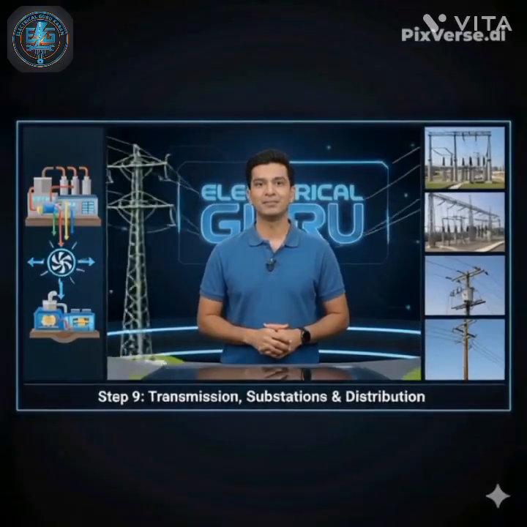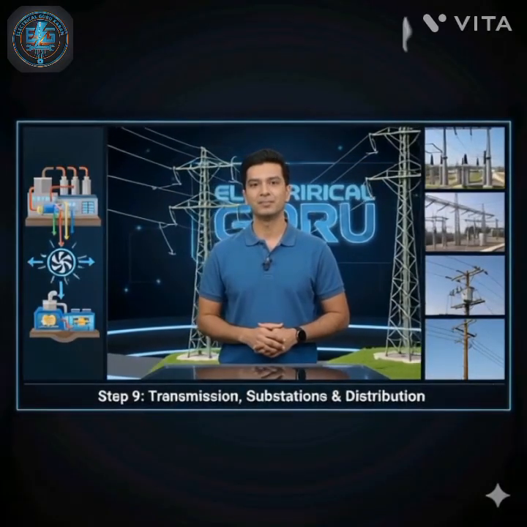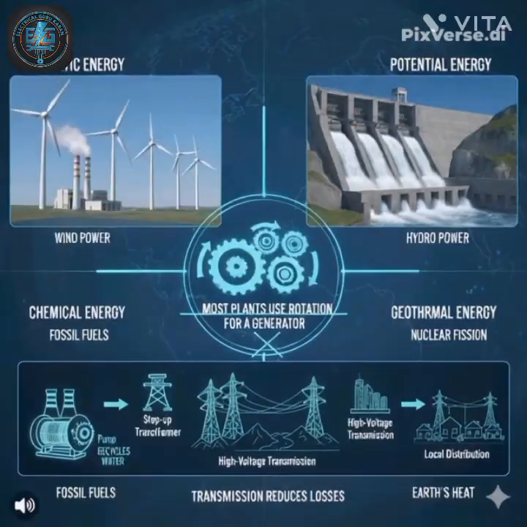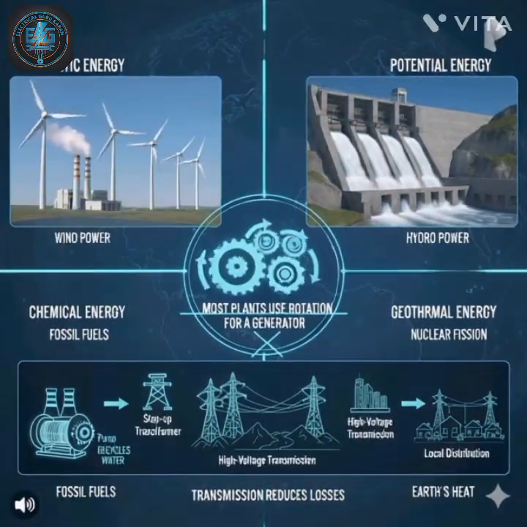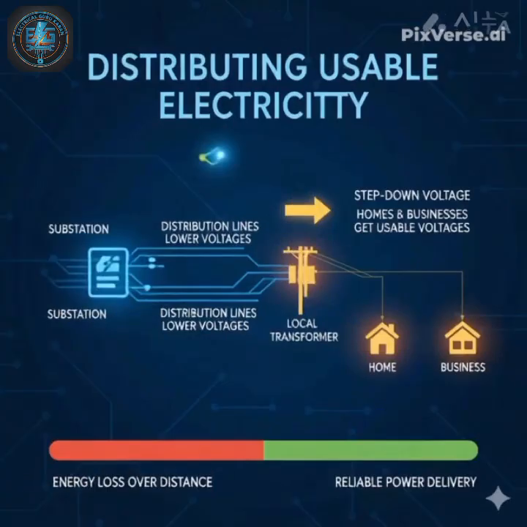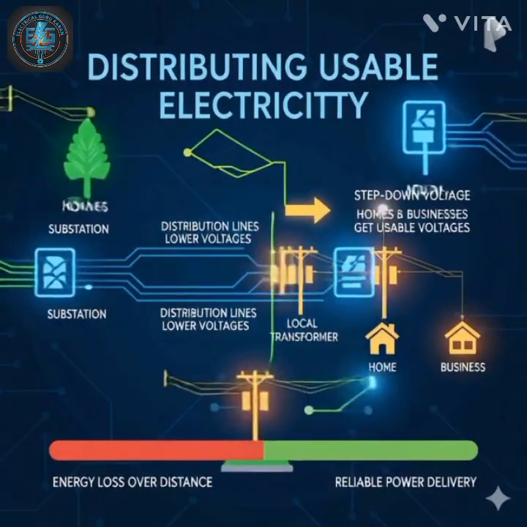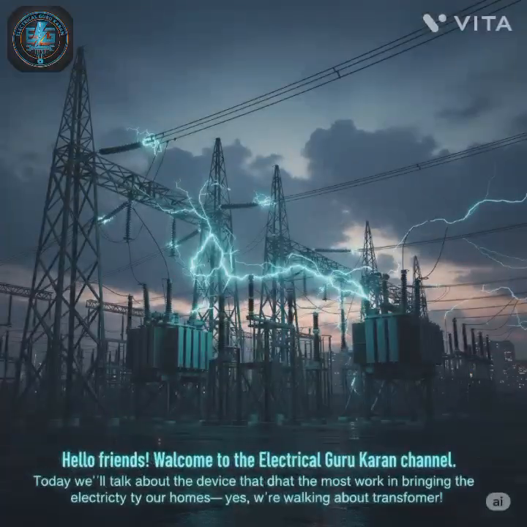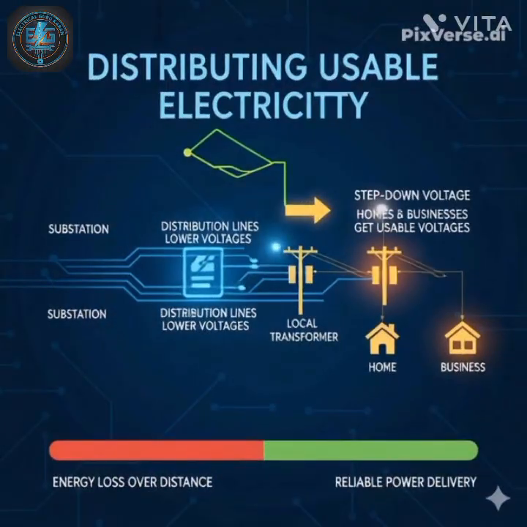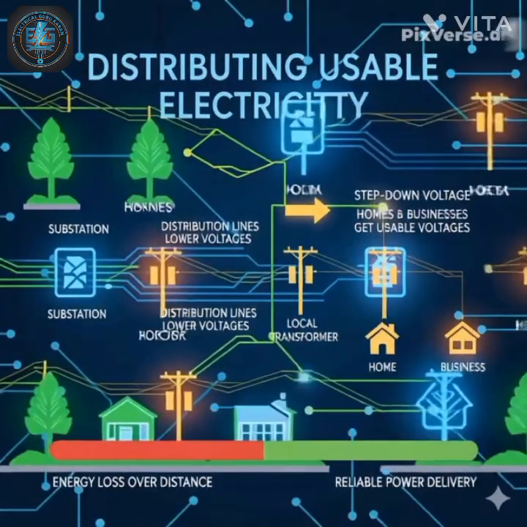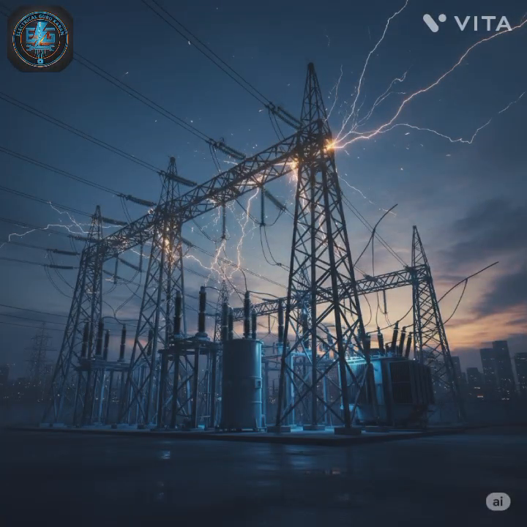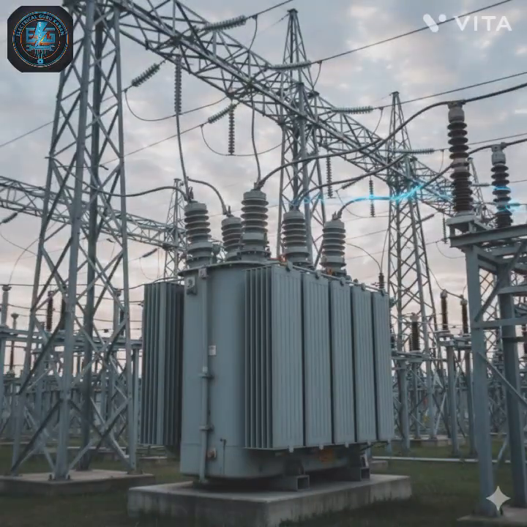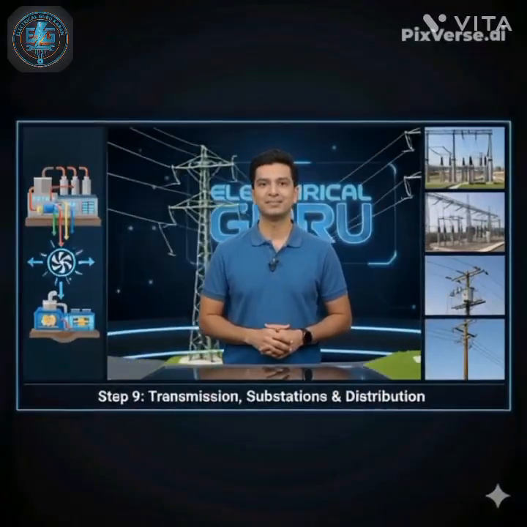Step 8. Transmission, substations and distribution. High voltage electricity travels along transmission lines to substations. Substations contain switchgear, transformers and protection devices to route and manage power. From substations, distribution lines deliver electricity at lower voltages to neighborhoods. Local transformers on poles or pads perform the final step down so homes and businesses get usable voltages.